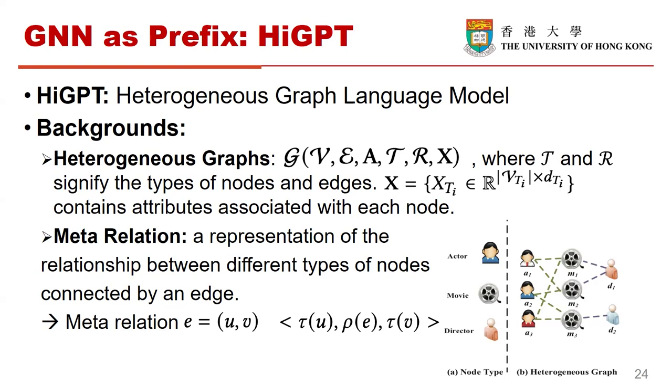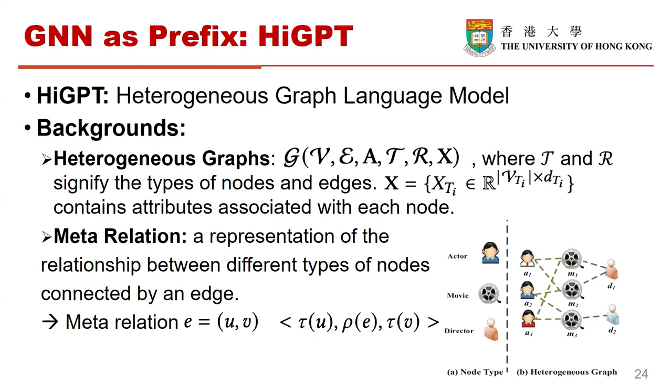Before introducing the technical details of our HiGPT, I will briefly introduce some background knowledge of heterogeneous graphs. The graphs I introduced before are all homogeneous graphs. A heterogeneous graph contains not only one type of node and one type of edge, it contains multiple node and edge types.